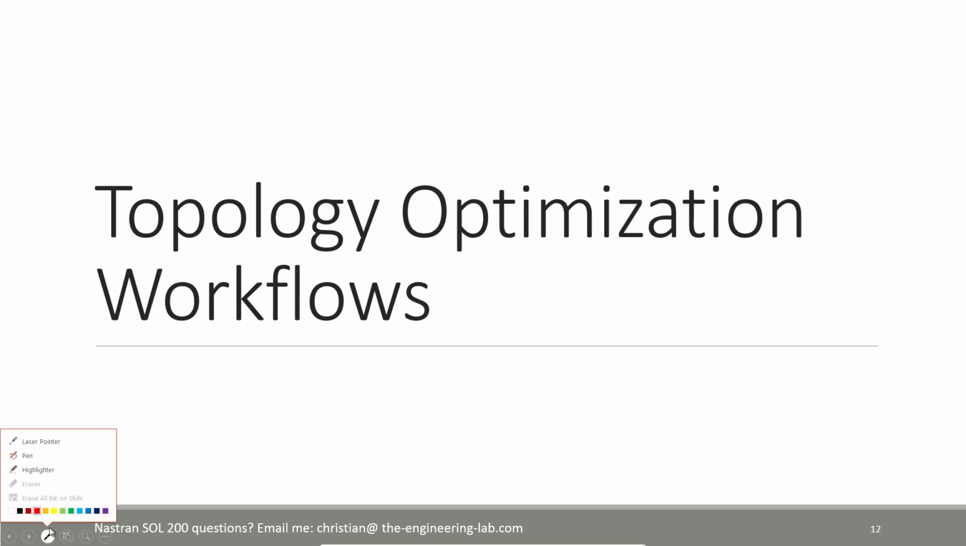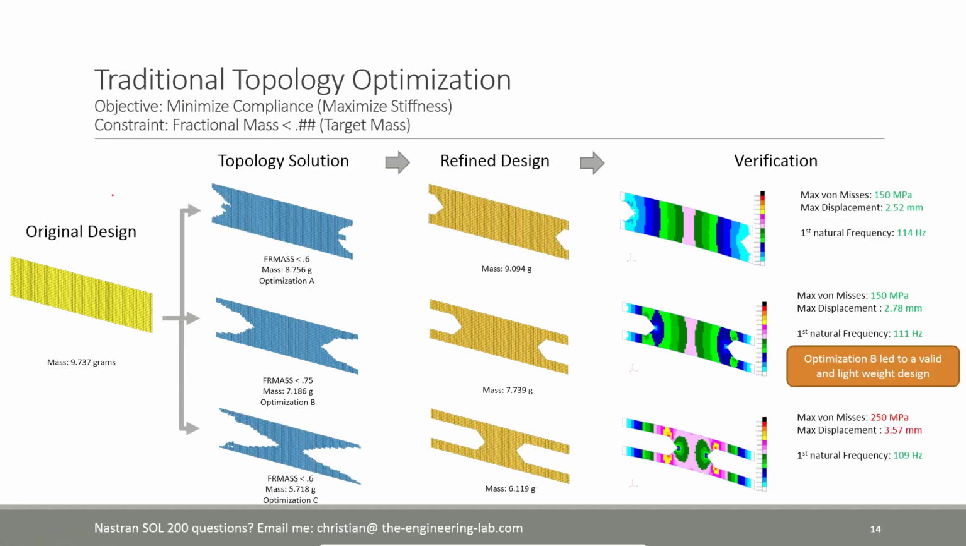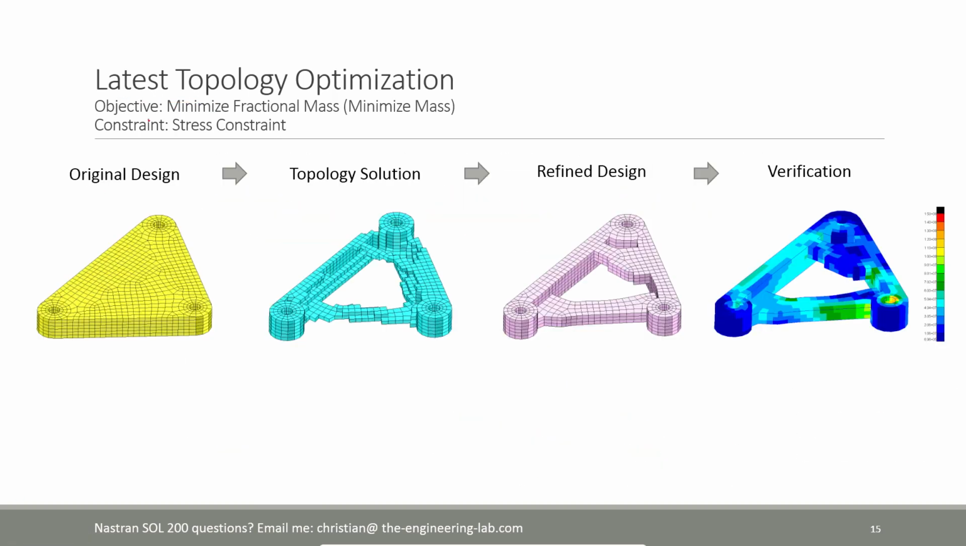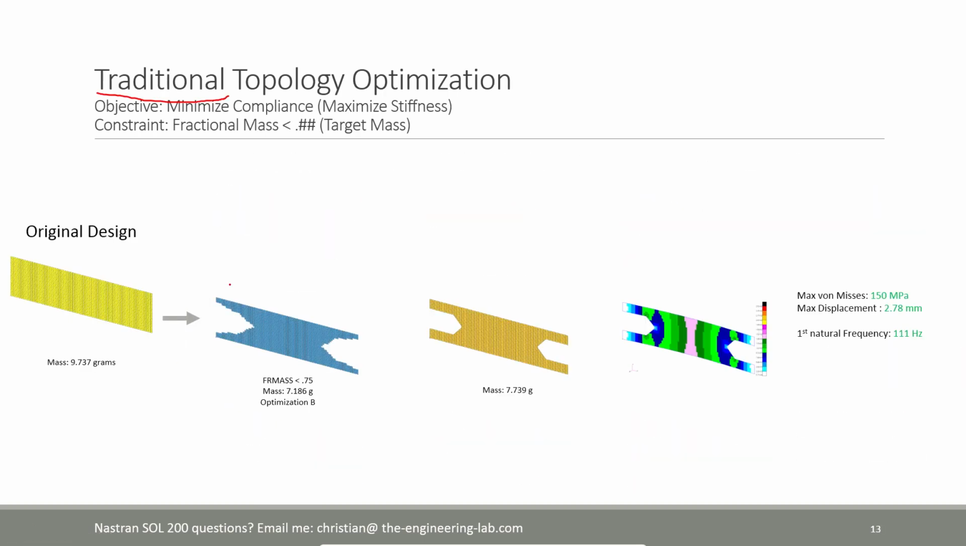This is very good if you are a new user to Nastran topology optimization. There are multiple ways of performing topology optimization. There is the so-called traditional, at least I call it the traditional method. There's also the latest topology optimization. This is based on a new capability introduced in MSC Nastran 2016. I'll get to that method in a moment.